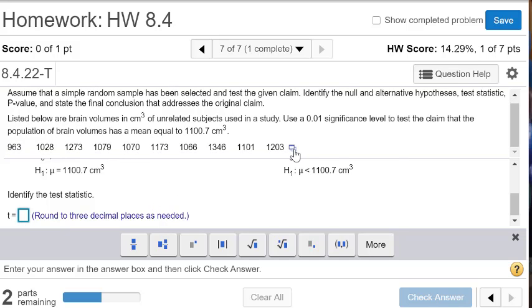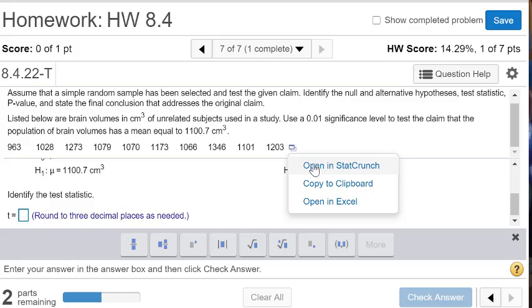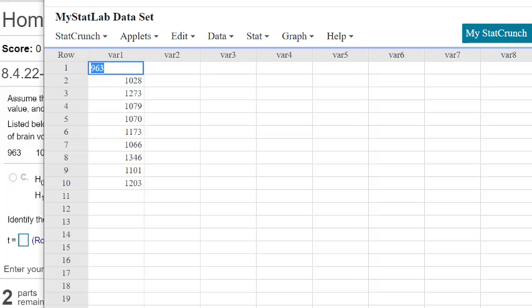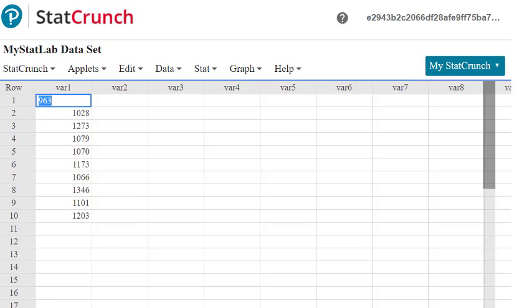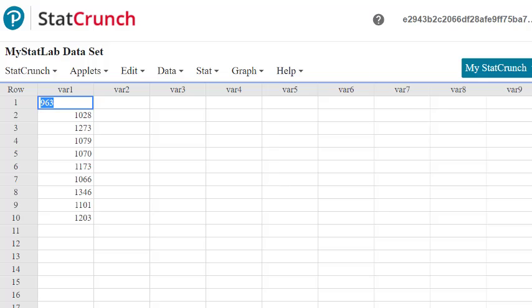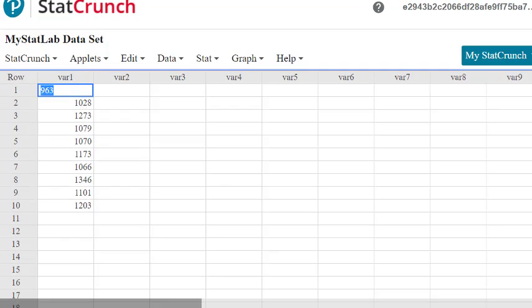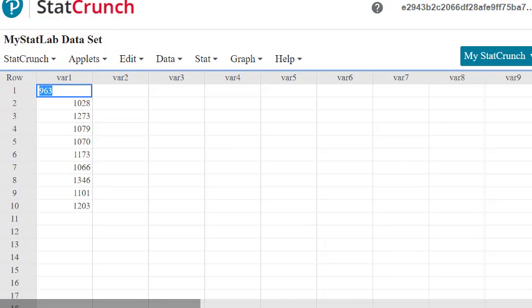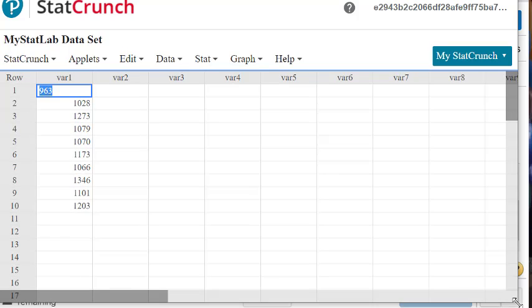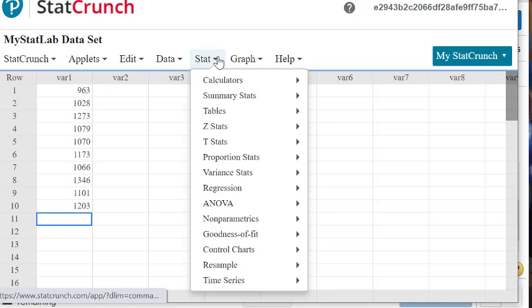For this problem, we're going to go to StatCrunch. So our problems allow us to open up a StatCrunch window with the data already set for us. So here we go. This is our data set. We can find our general statistics that's involved, or we can just jump to doing this problem. And that's what we'll do.